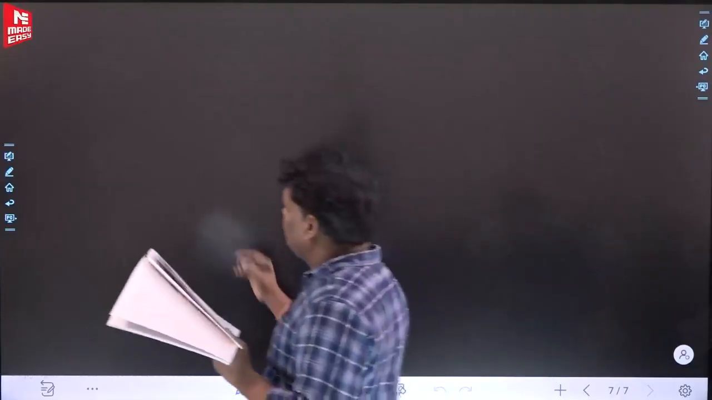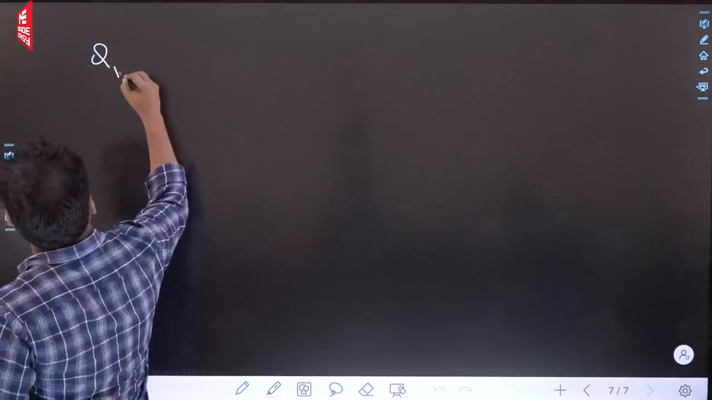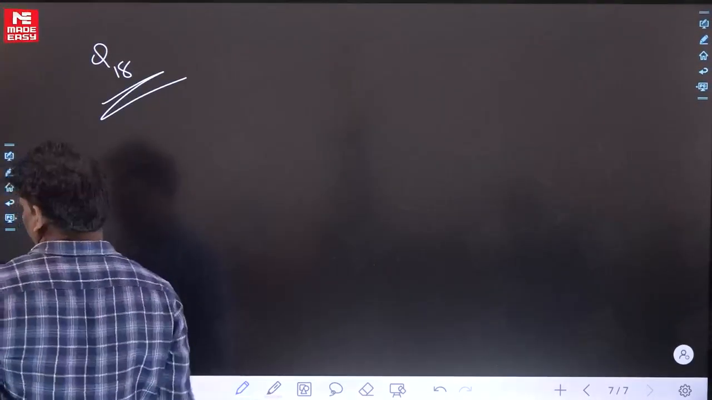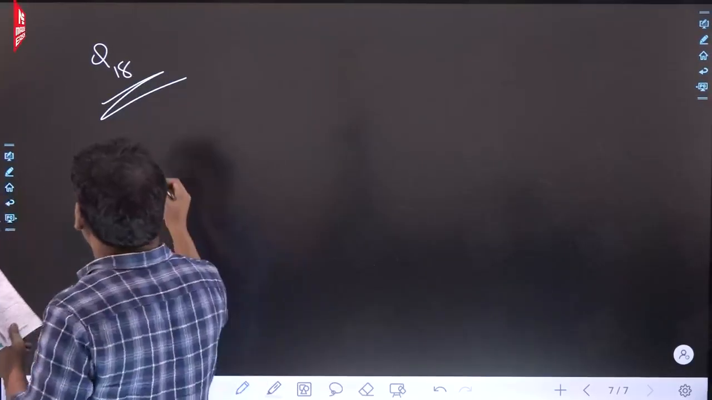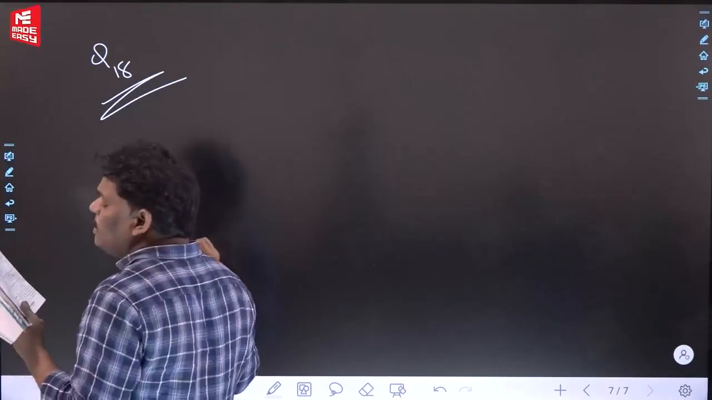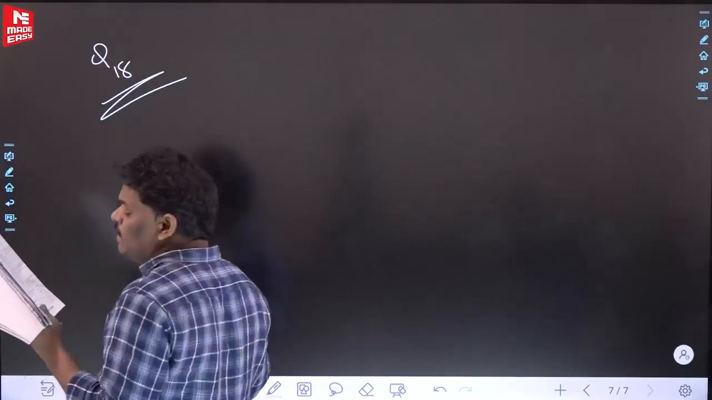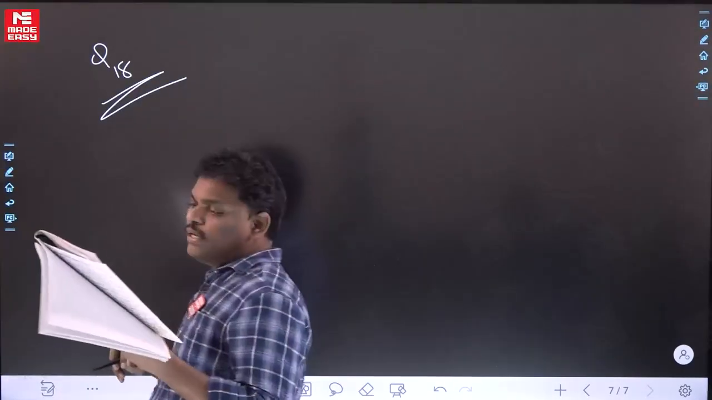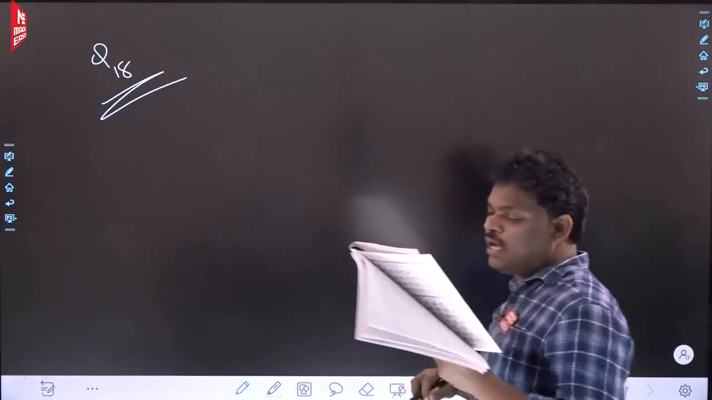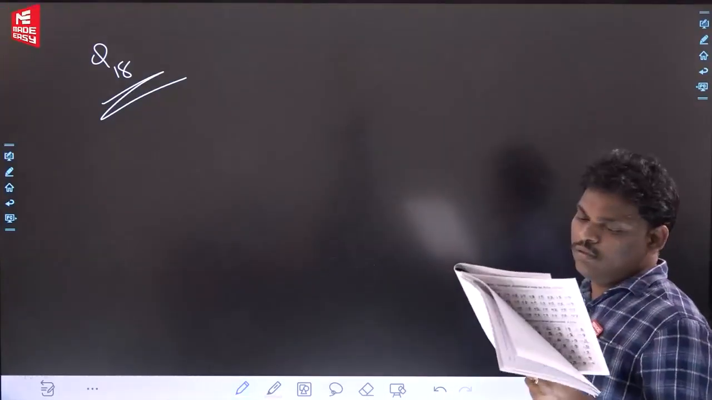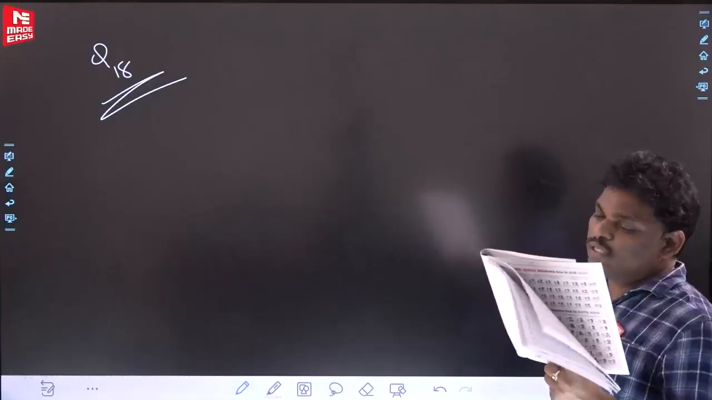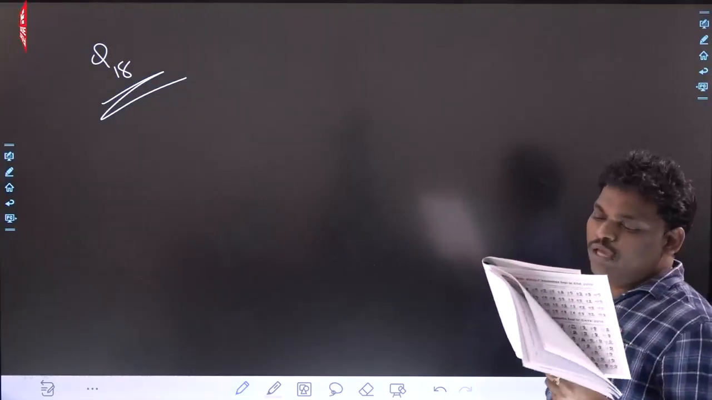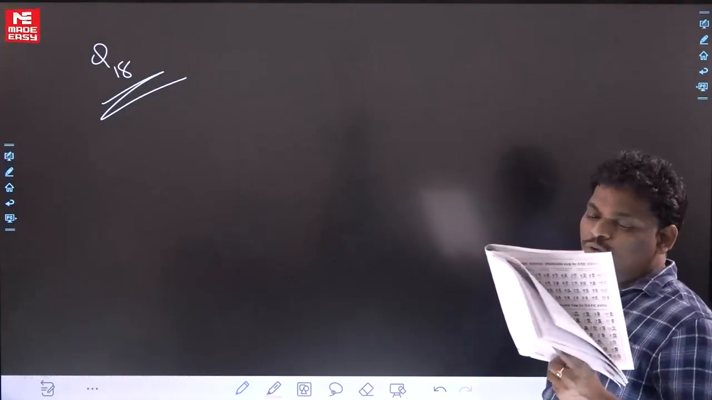Go to question number 18. Question number 18 is saying that Tn be the number of different binary search trees on n distinct elements. Then Tn is equal to something is given where x is, right? You have to find out the x value.